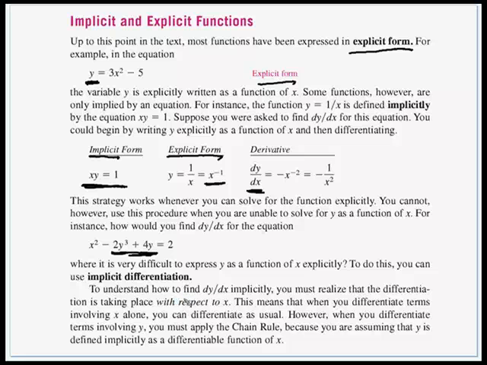To understand how to find dy dx implicitly, you must realize that the differentiation is taking place with respect to the x variable. This means that when you differentiate terms involving x alone, we differentiate how we have been up to this point in the class, just with those power rules and chain rule. However, when you differentiate terms involving y, a different variable, we have to apply the chain rule, because you're assuming that y is defined implicitly as a differentiable function of x.